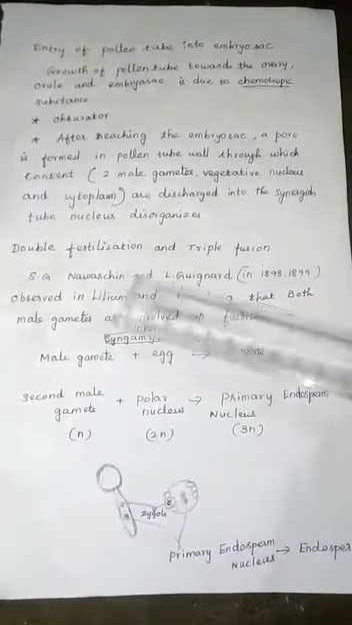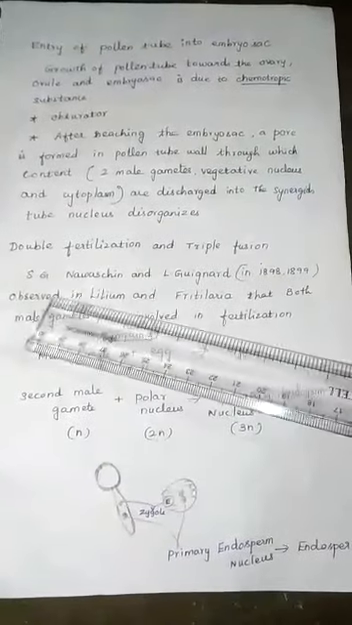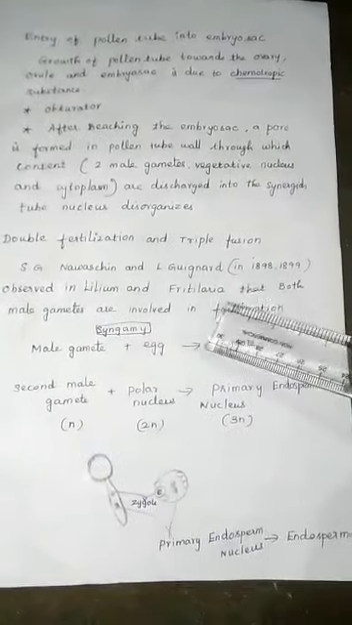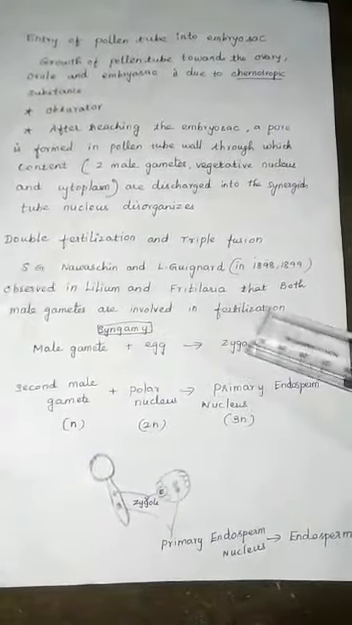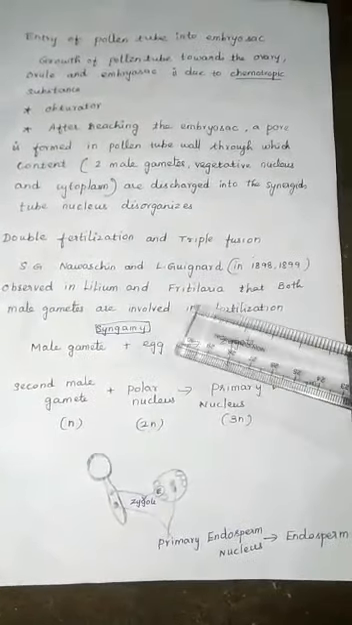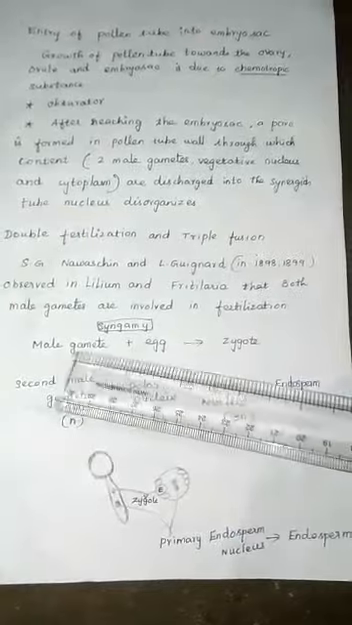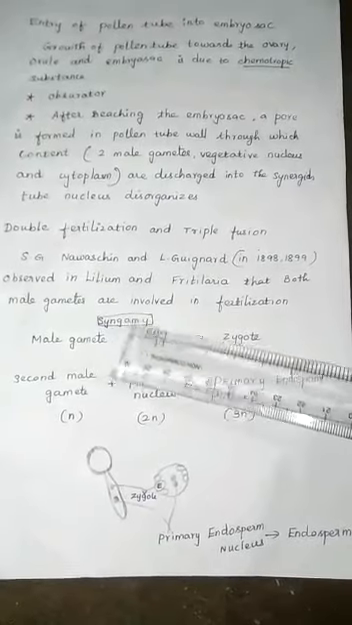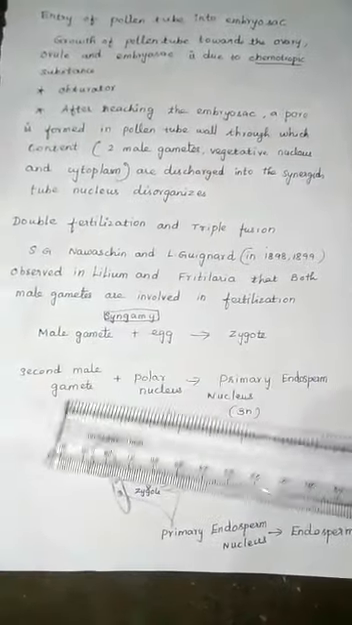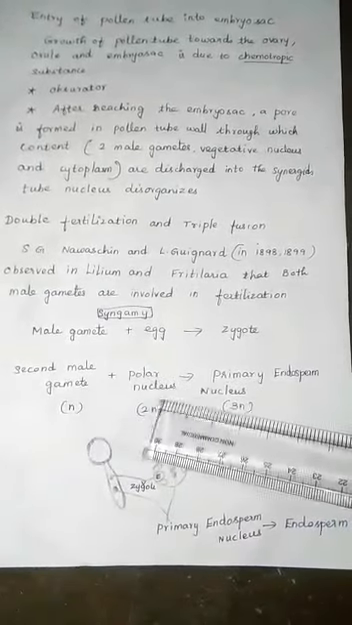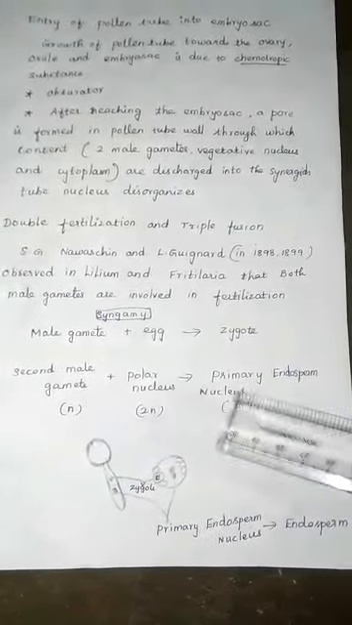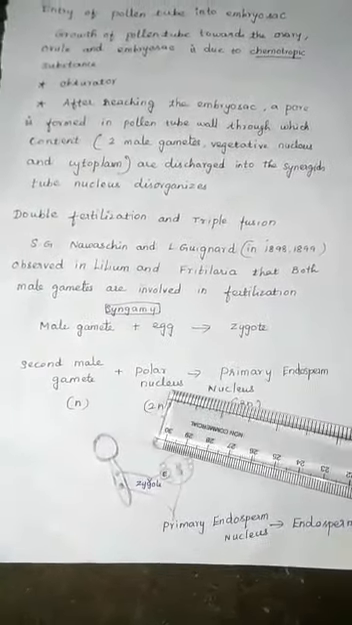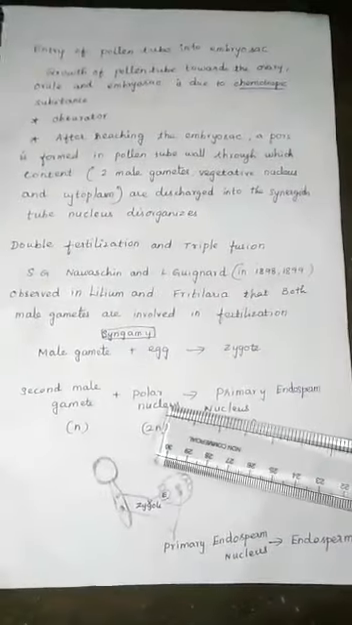Then what is double fertilization and triple fusion? See, scientists S.G. Navashin and Guignard observed in Lilium and Fritillaria that both male gametes are involved in fertilization. The fusion of one male gamete and the female gamete, the egg, is called syngamy, otherwise called fertilization. The second male gamete fuses with the polar nuclei, resulting in the formation of the primary endosperm nucleus. This is called double fertilization. It is very unique to the angiosperms.